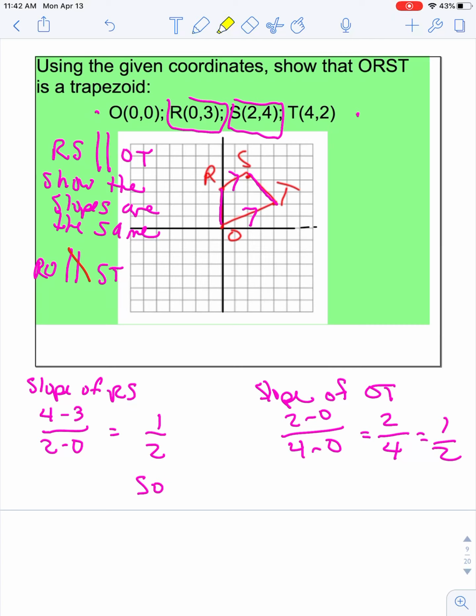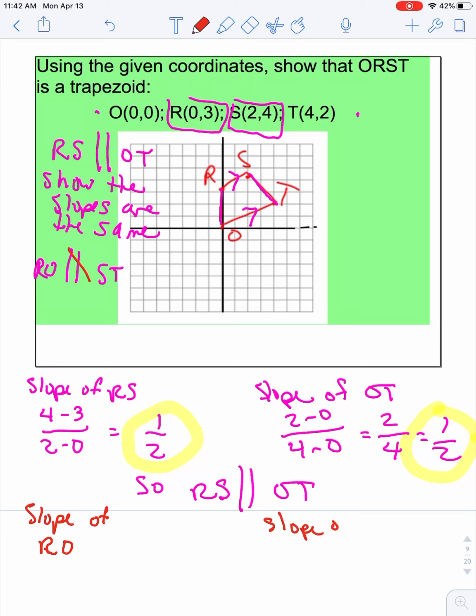So, since the slopes are the same, I can now show that RS is parallel to OT. And again, just for the sake of argument and making sure, because we really wouldn't have to graph this to show it, now we're going to find the slope of RO and find the slope of ST and show that they're not the same.